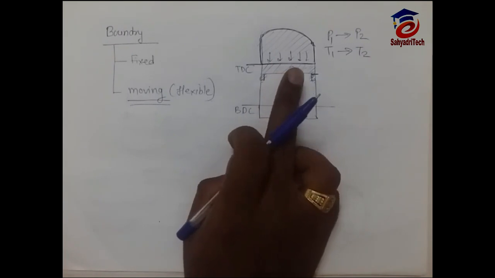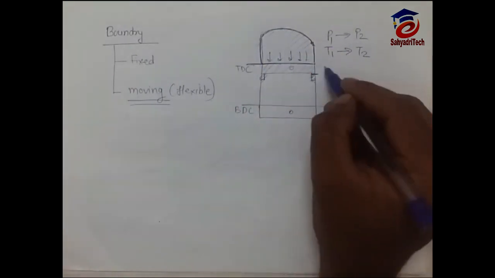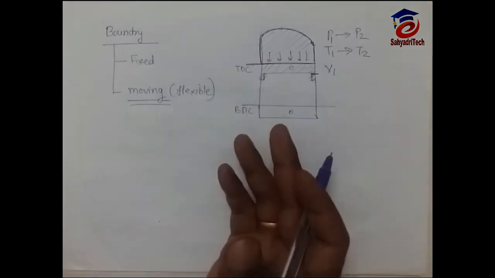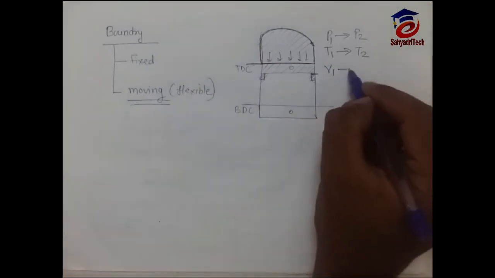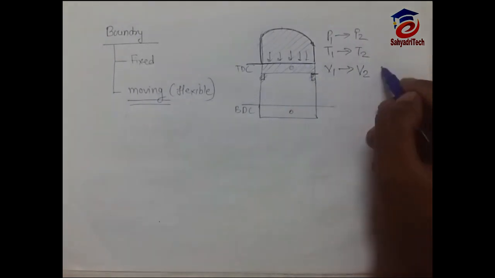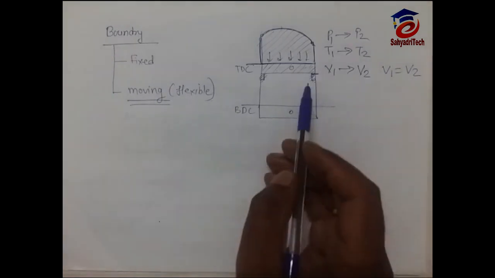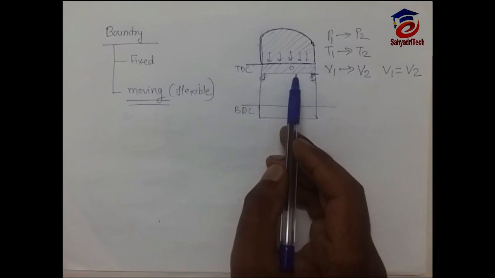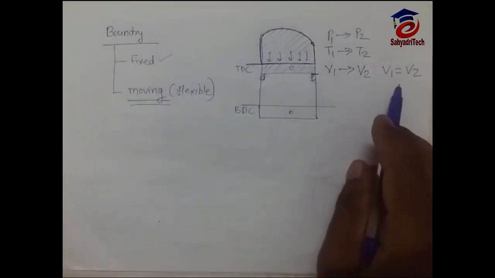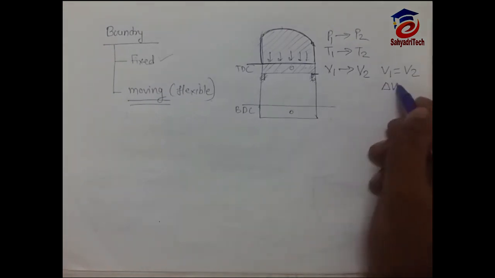As this piston will not move, before combustion, how much is the volume? This much is the volume, let's say V1. And after combustion, if we check it after 5 minutes, after some time, how much volume are we getting? V2. And here, what is our analysis? V1 is equal to V2. Why is V1 equal to V2? Because the boundary is not moving, right? It is a fixed boundary. Now you tell me, in this case, are we getting any work done? No, we are not getting any work done, because delta V is 0 here.